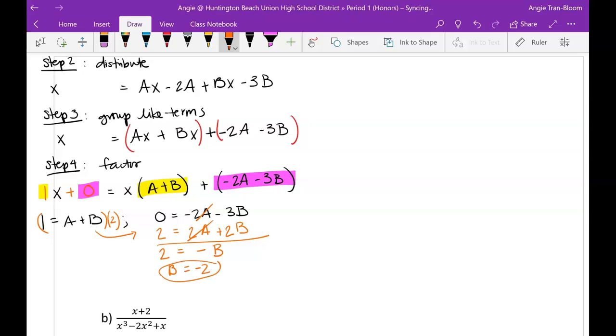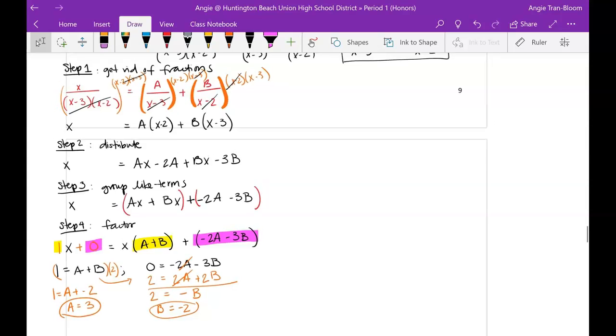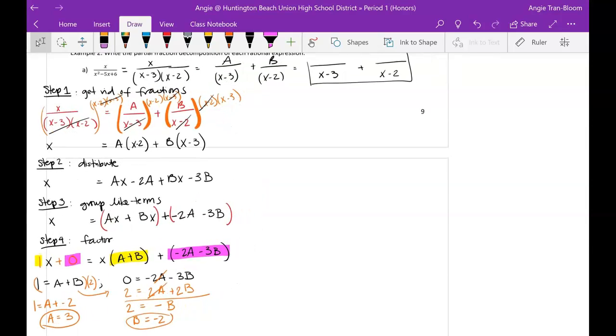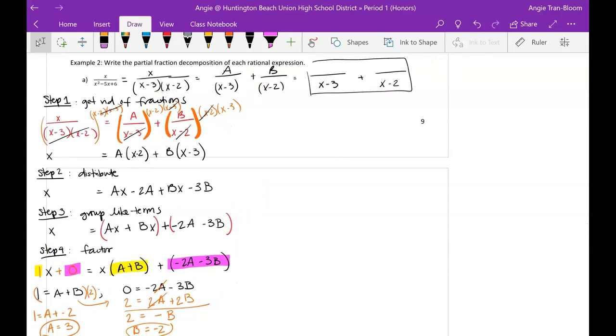So I got that one down. If B is negative 2, I can plug it back in here and solve. 1 equals A plus negative 2. Add 2 to both sides, A equals 3. So I have A, I have B. Now my decomposition comes down to A is 3, B is negative 2. And that, class, is your partial fraction decomposition.